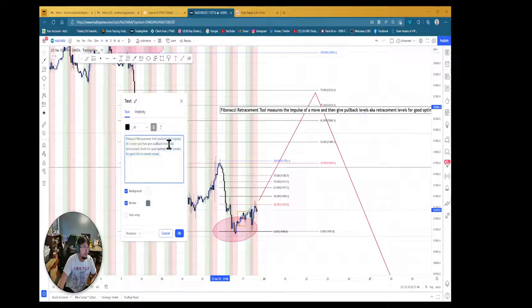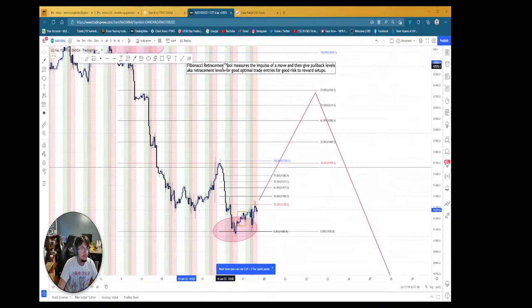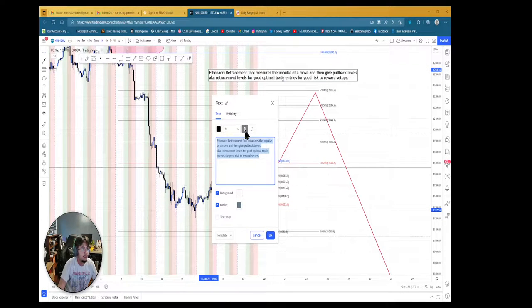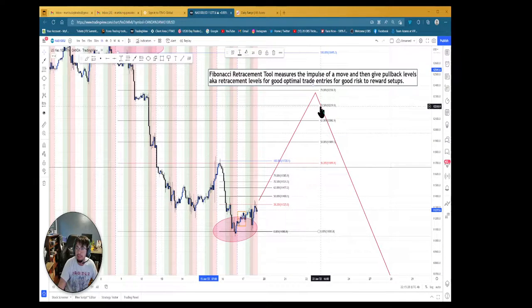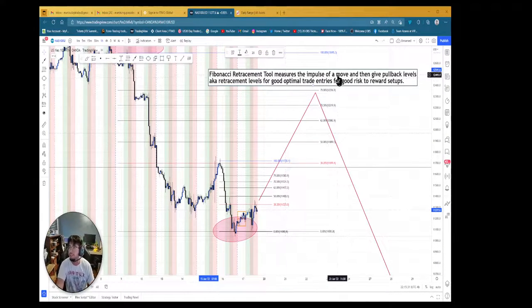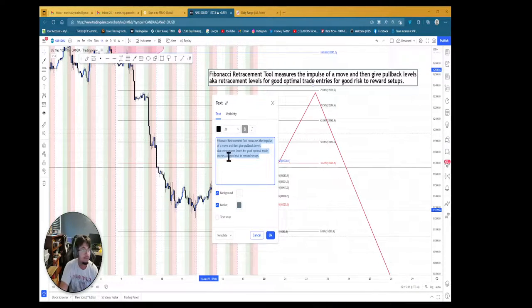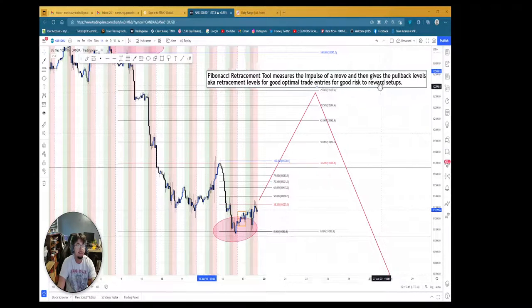So guys, I'm going to just kind of pull that back in. Try to bring this down a little bit, guys. There we go. So I'm going to leave that up. Might make it a little bit bigger, actually. Okay, if you guys can read that, it says Fibonacci retracement tool measures the impulse of a move and then gives the pullback levels, aka retracement levels.